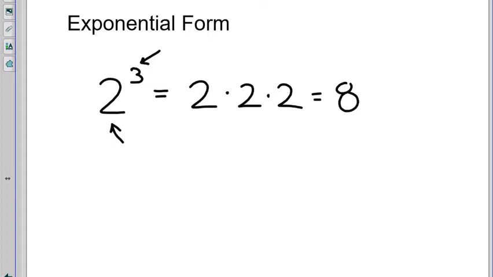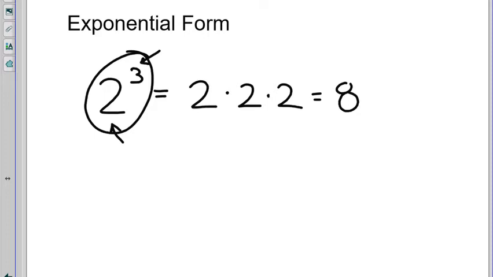All right, thing to look out for. It's very common for students to want to say this is equal to 6. They just want to multiply the exponent times the base. That is not correct. You need to multiply the base by itself the number of times the exponent tells you.